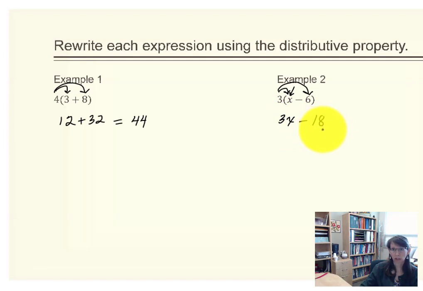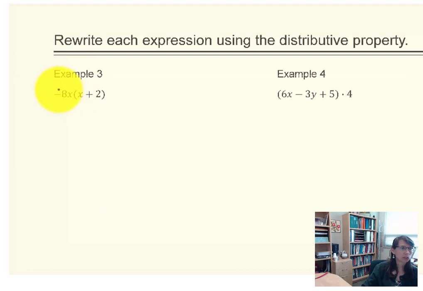That's a constant term. So there's no way to simplify this anymore because we have two unlike terms. 3x is a variable term, while 18 is a constant term. So our final answer would be 3x minus 18.